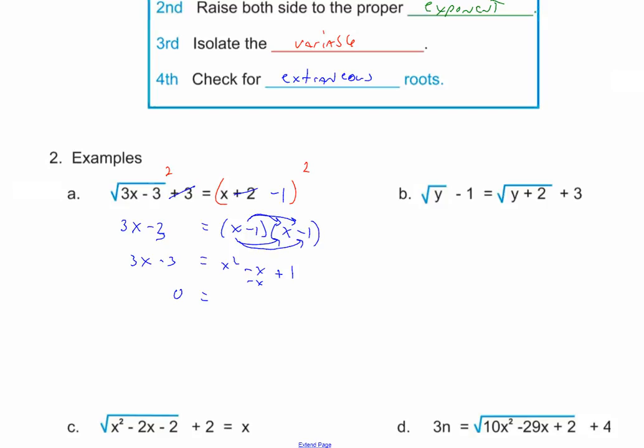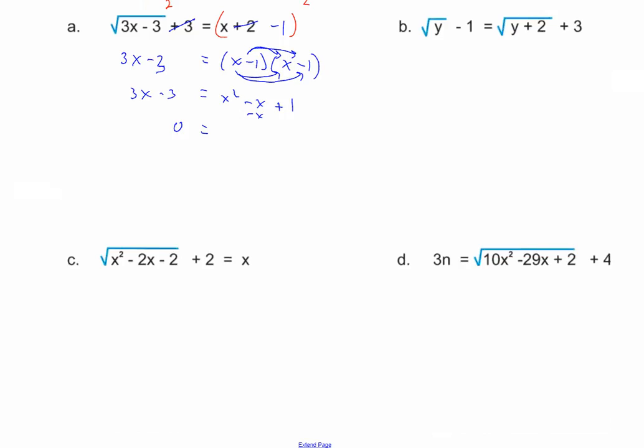Let me go higher for you guys. I know you're straining to see that. So I have the x squared on the right. I have to add a negative 3x to both sides. That gives me a negative 5x on the right. And I have to add a positive 3 to both sides. So that gives me a positive 4.